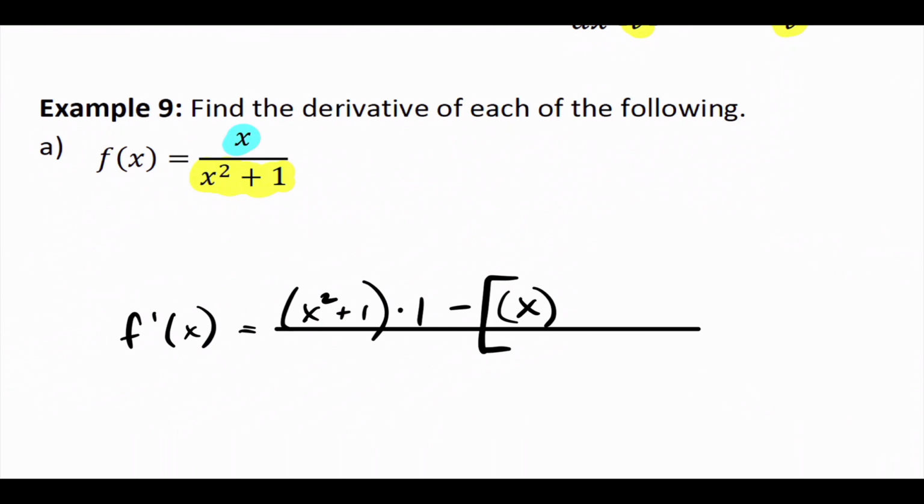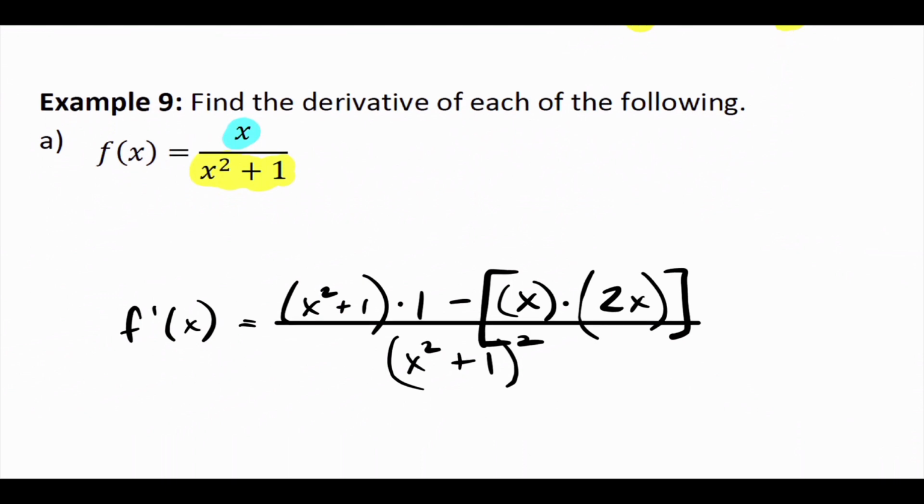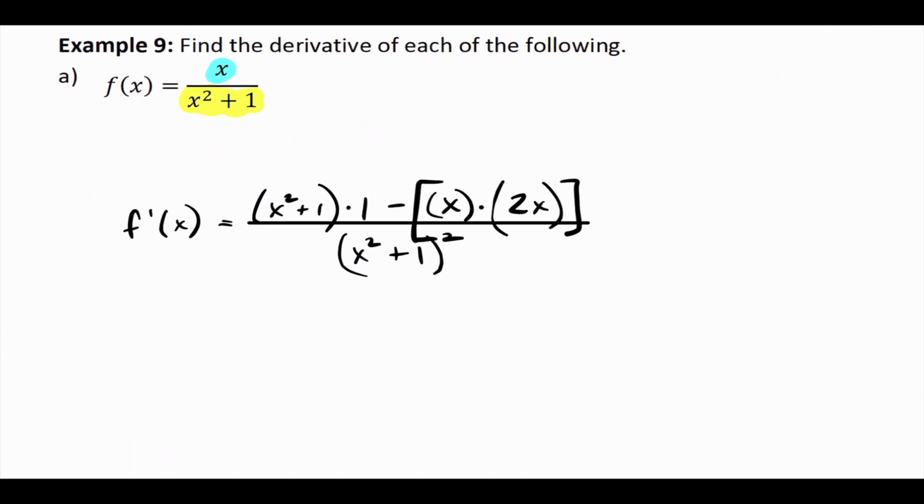x, d low. What's the derivative of the low? Not x, 2x. Yeah, 2x. Over low squared, x squared plus 1 squared. Okay, let's clean it up a little bit. So that's the end of the calculus. That is the calculus part.